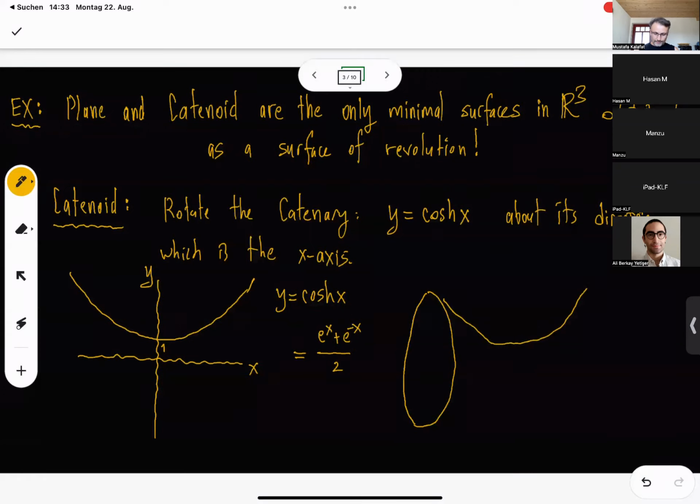Also, the catenary is the curve obtained by hanging a rope from its two ends. So somehow it's some critical value of something counted with weight, and its rotation also gives you something similar in terms of surfaces. Okay, so this is the only non-trivial surface of revolution minimal surface in R3, in 3-space.